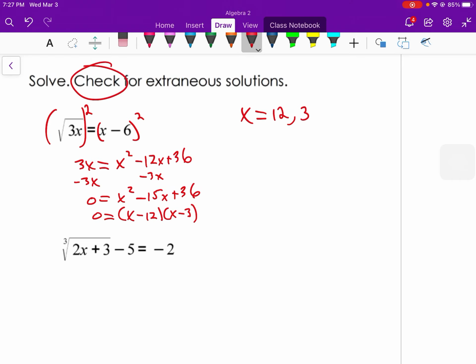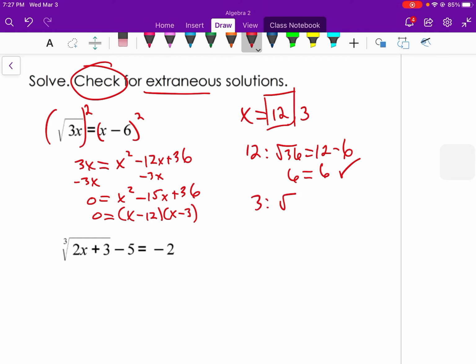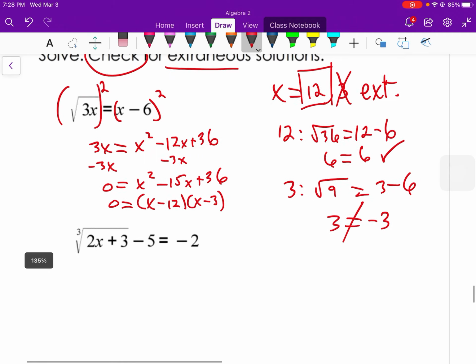And finally, we must check if they are extraneous. So let's check 12. We would get the square root of 36 equals 12 minus 6. Does 6 equal 6? Yes, so that's a real solution. Let's check 3. The square root of 9, I took 3 times 3, equals 3 minus 6. 3 equals -3. No, that is not true. This is extraneous.